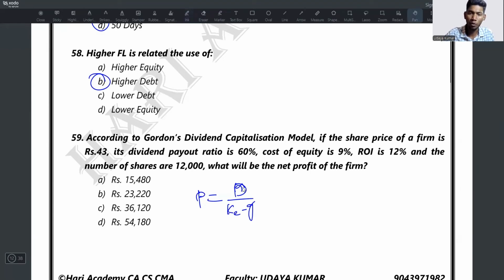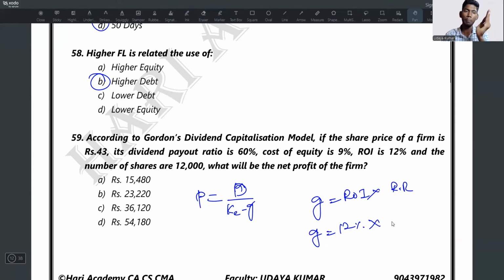Before that, you have to find the growth rate, G. Growth rate is return on investment into retention ratio. This is all we have discussed. So the growth rate will be 12% into the retention ratio, which is nowhere given, so we have to calculate it. Retention ratio is equal to 1 minus dividend payout ratio. So 1 minus 60% gives a retention ratio of 40%.